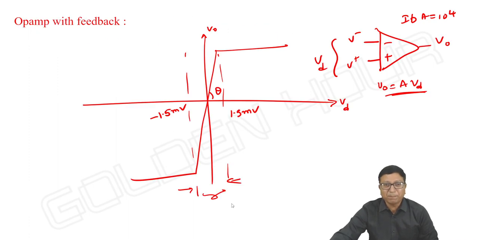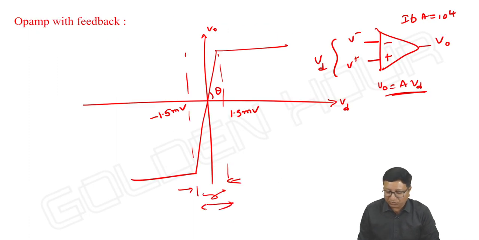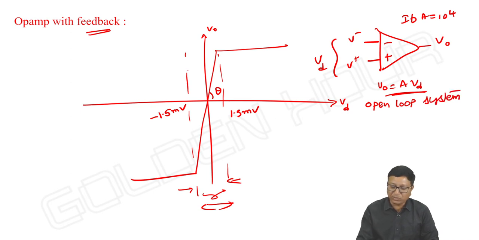So to improve the linear region of operation in op-amp, we need to apply some feedback. It is simply an open loop system, no feedback in this particular case. Now I would like to apply feedback to this operational amplifier. How does that feedback circuit appear?